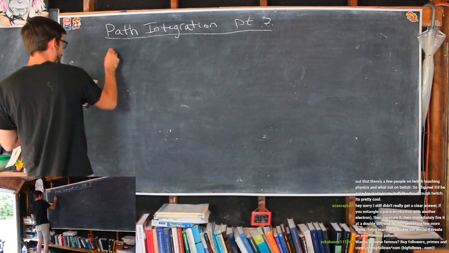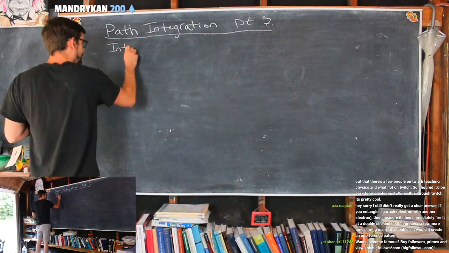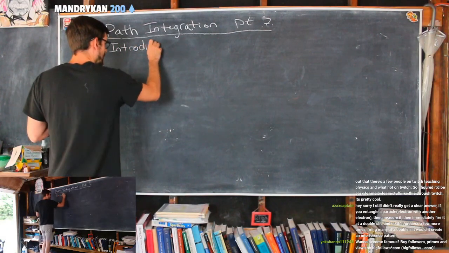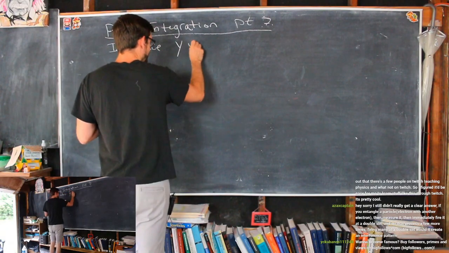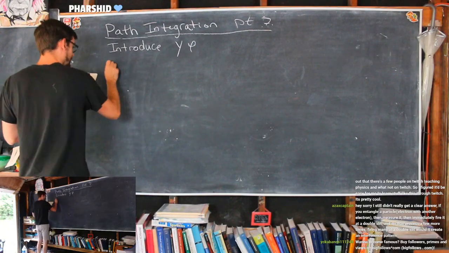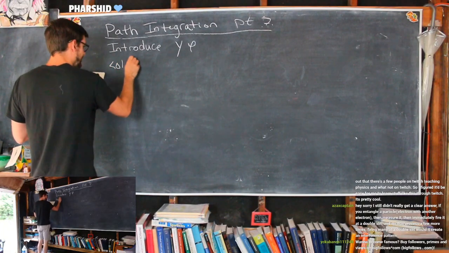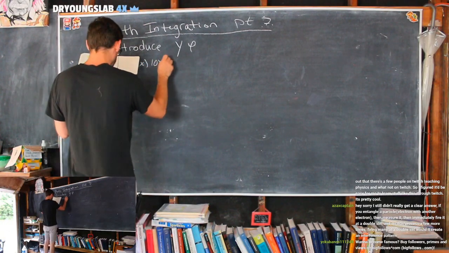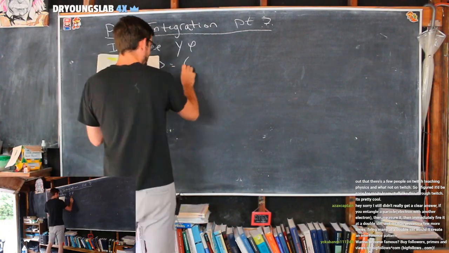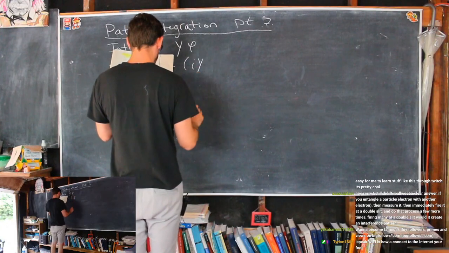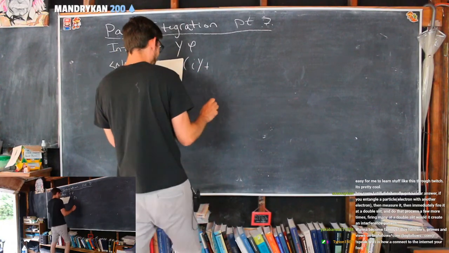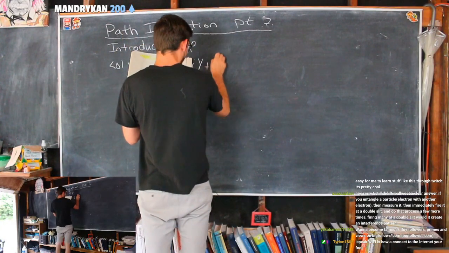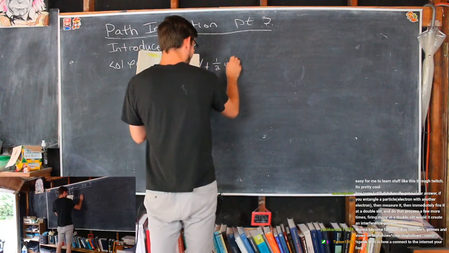So we want to introduce Y of phi such that if we take the vacuum expectation value of a single field phi, we'll get the following. We'll get i of Y.